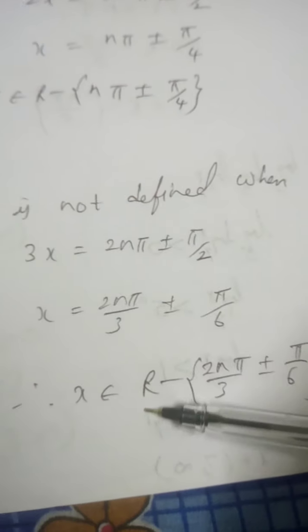Secant 3x. Secant 3x is not defined when 3x is equal to 2n pi plus or minus pi by 2, or x is equal to 2n pi by 3 plus or minus pi by 6. So x belongs to R minus 2n pi by 3 plus or minus pi by 6.